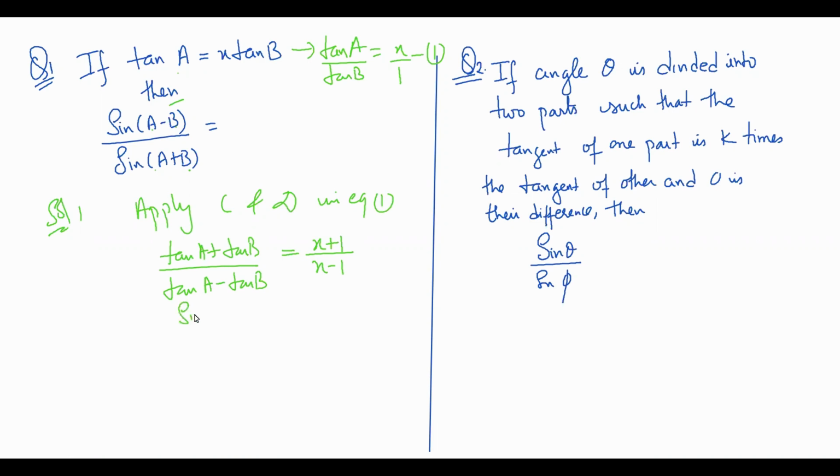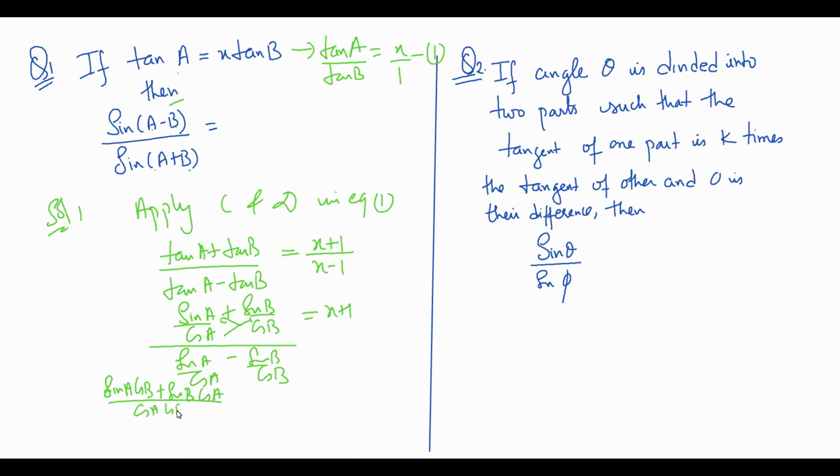Tan A is replaced by sin A upon cos A. This tan B is replaced by sin B upon cos B. Similarly, in the denominator, sin A upon cos A minus sin B upon cos B. And on RHS, I have this. When I take the LCM, what I get is sin A cos B plus sin B cos A upon cos A cos B.